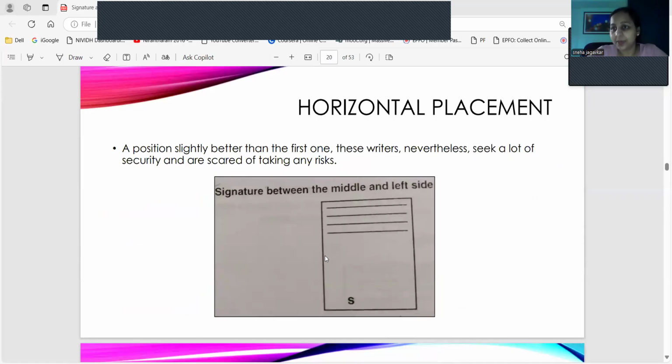Now, let's get back to horizontal placement. A position slightly better than the first one. These writers seek a lot of security and are scared of taking any kind of risks. So here, the signature is between the middle and the left side. It is not to the extreme left, it is not to the extreme right, it is somewhere between the left margin and the center, not completely in the center.